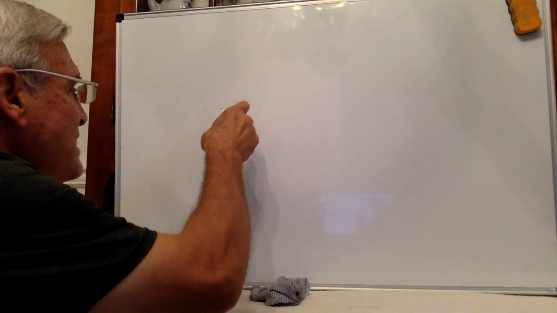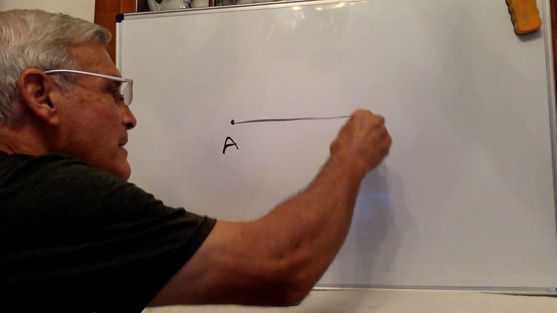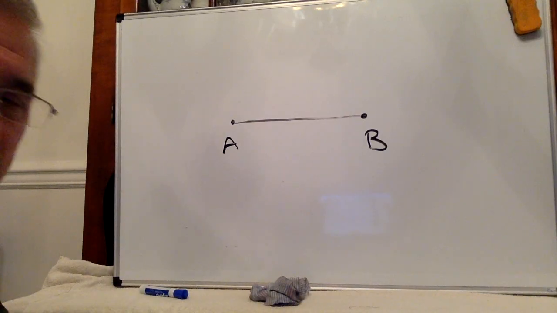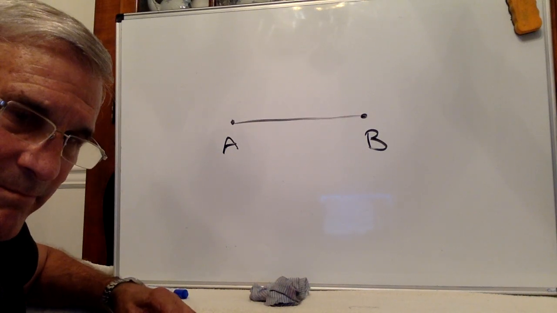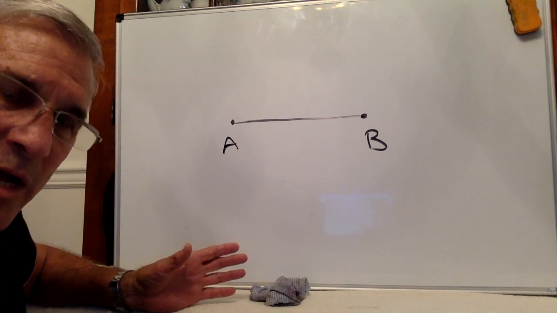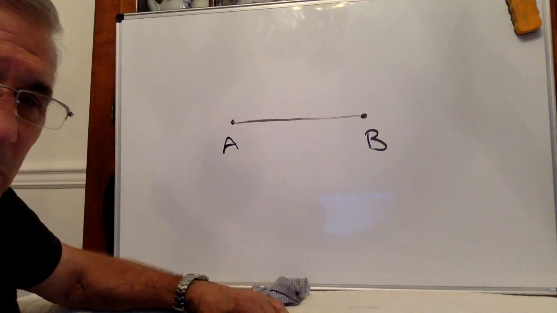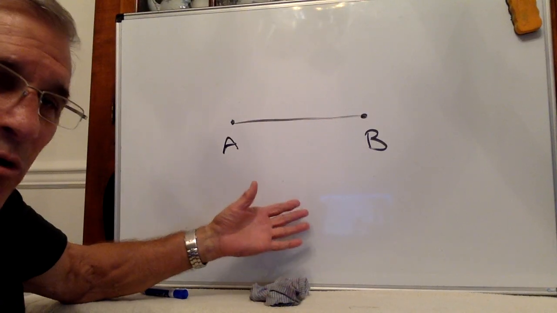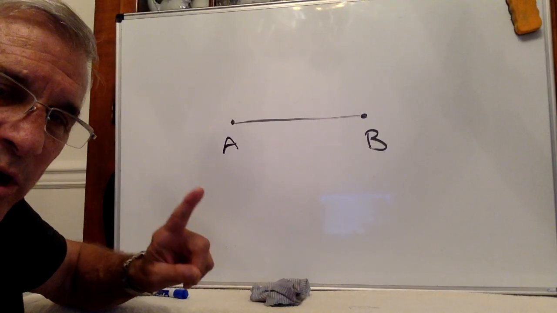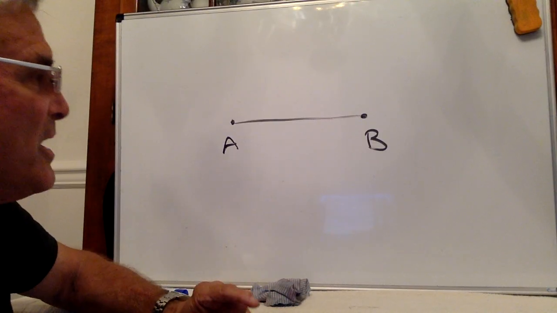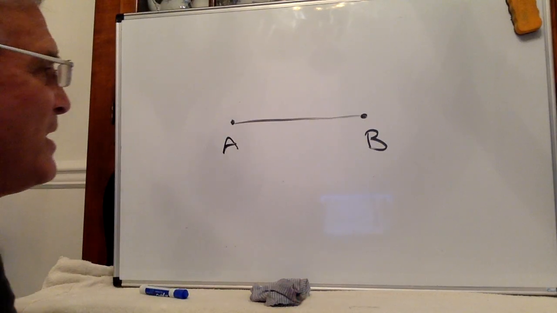So if I had a line segment AB, a line segment has a definite length. It's not infinite like a ray or a line. A definite length. AB is a foot long or a yard long or a meter long or whatever. 85 inches long, it doesn't matter, but it has one measure. It's unique. And any unique measure can be cut in half.